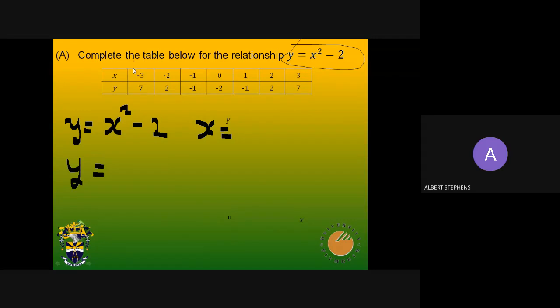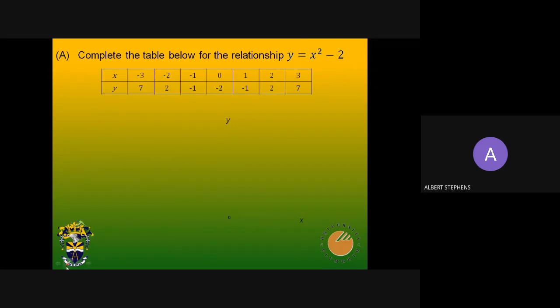Now, we call all of this a set of ordered pairs. All of these values here. And we call the x values the domain, and we call the y values the range. So let me try to put that in perspective. The x values are called what, class? Domain. The corresponding y values are called range.